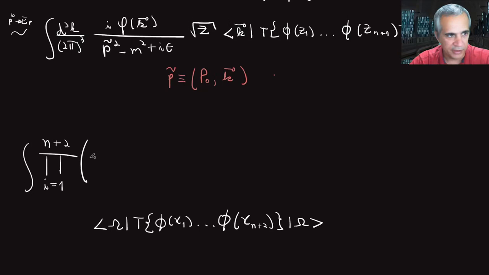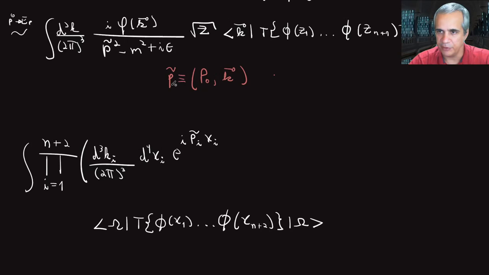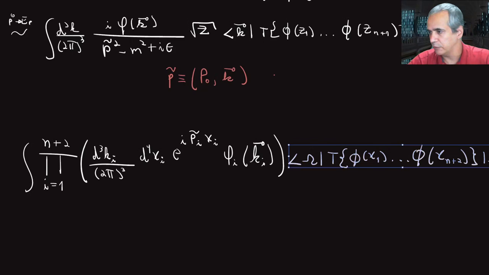And here is the finite width Fourier transform. So I have a d^3 of k_i, this product is over i, (2 pi) cubed, d^4 x_i, exponential of i p tilde_i x_i. Each of the p tilde_i is defined like that. You have also n plus 2 functions like that. I assume all of them to be equally narrow. No reason to even make them different. And of course, this goes right here. So this is what I'm trying to calculate now.